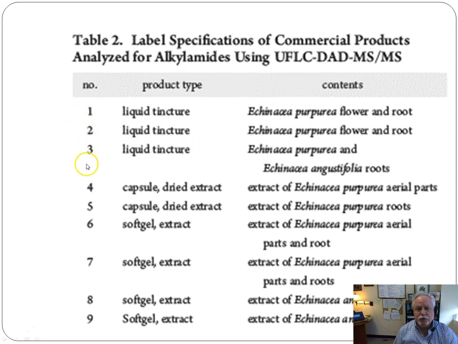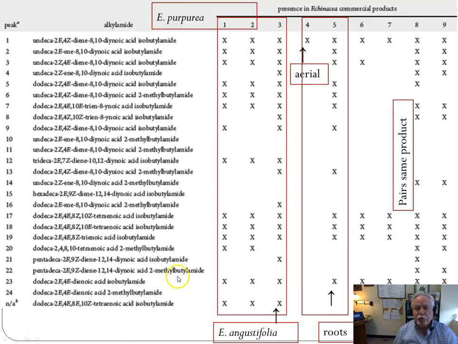You can see these 1, 2, 3 are all liquid tinctures. The first 2 are pretty much the same, Purpurea flower and root. The third one is Purpurea and Angustifolia roots. In 4 and 5, you have dried capsules. In one, both Purpurea. In one, you have aerial parts and then roots. And then 6 and 7, 8 and 9, what you have really are the same Purpurea aerial parts and Angustifolia roots. And what we're doing is comparing 2 different products.